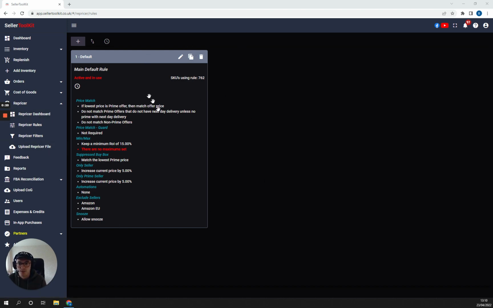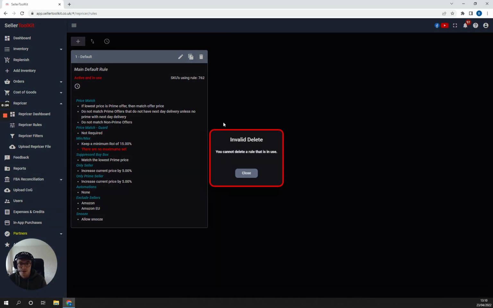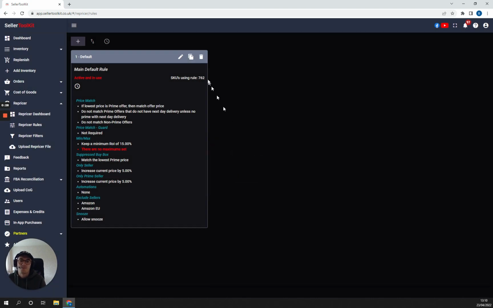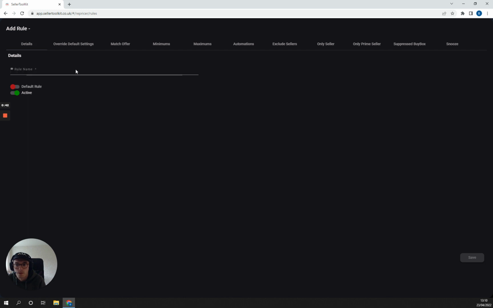So I was hoping to be able to do this from a completely blank slate, but as you can see, Seller Toolkit doesn't let you delete a rule that's in use, which probably makes sense. So I'm going to go through how I set up this rule, and then how to set up the following rules where you want to get rid of stock that's aged. So once you get to here, you click on the Add Rule button to bring up the rule.